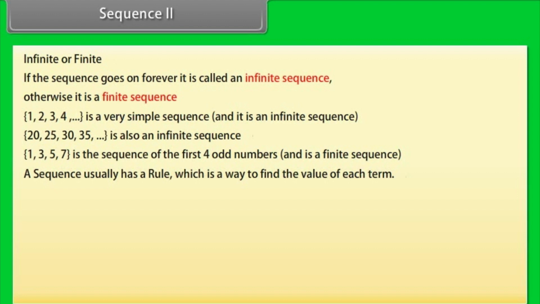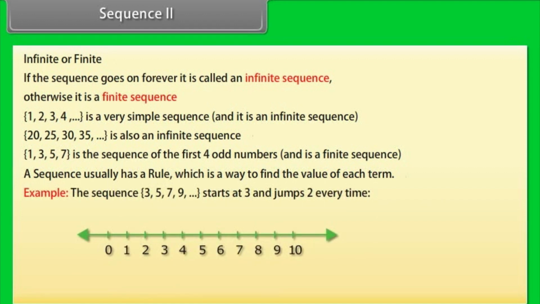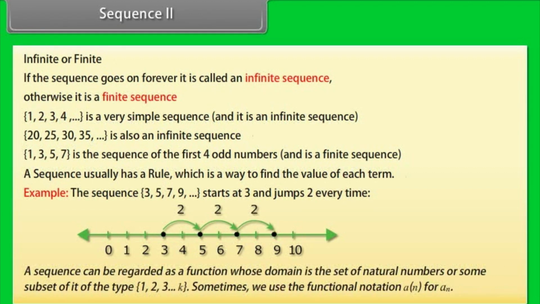A sequence usually has a rule, which is a way to find the value of each term. Example, the sequence 3, 5, 7, 9 and so on starts at 3 and jumps 2 every time. A sequence can be regarded as a function whose domain is the set of natural numbers or some subset of it of the type 1, 2, 3 up to k. Sometimes we use the functional notation a(n) for an.